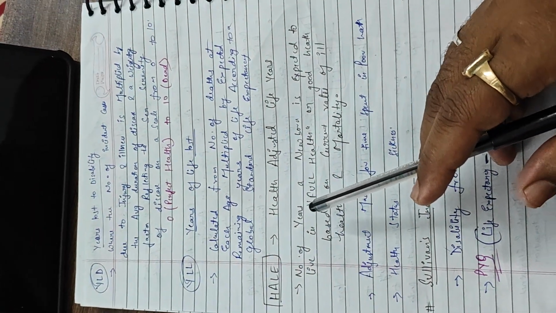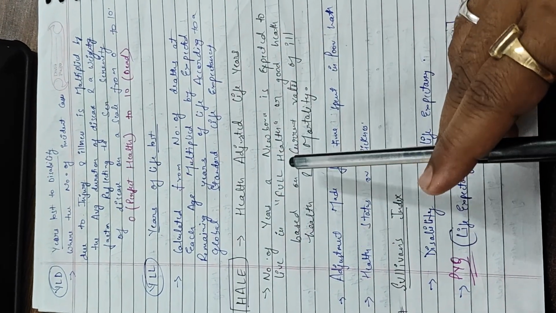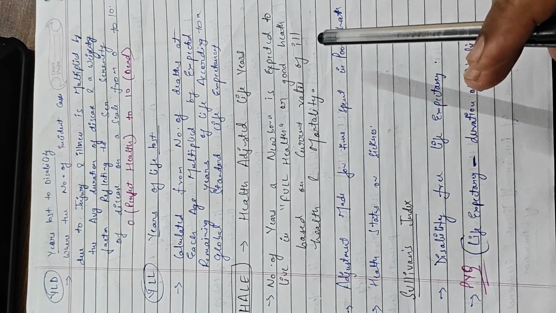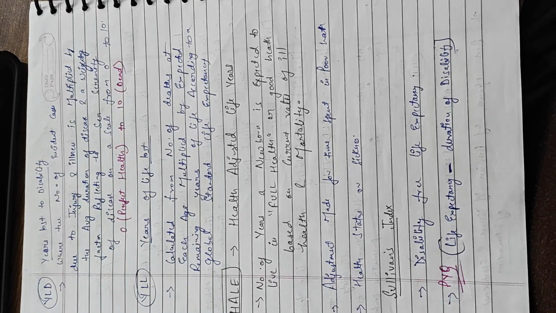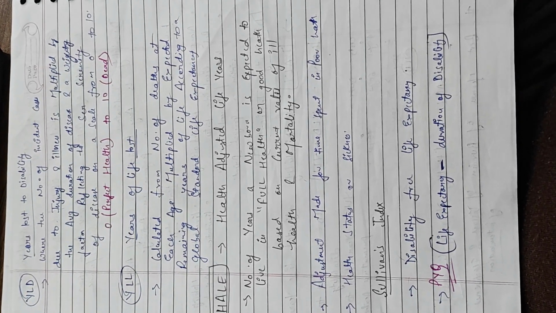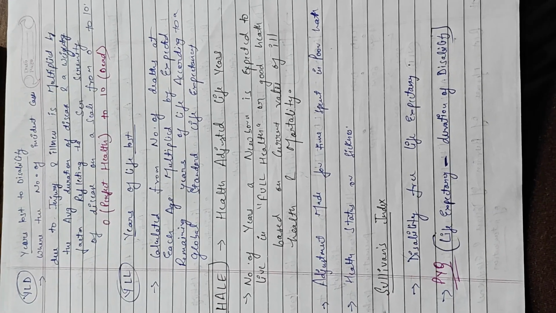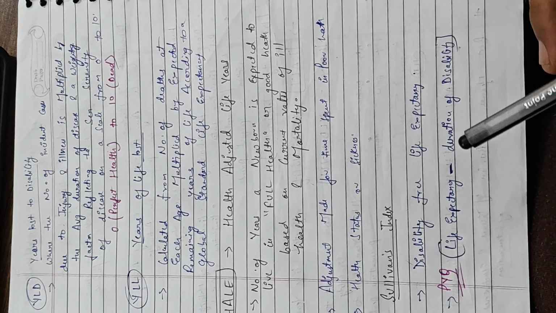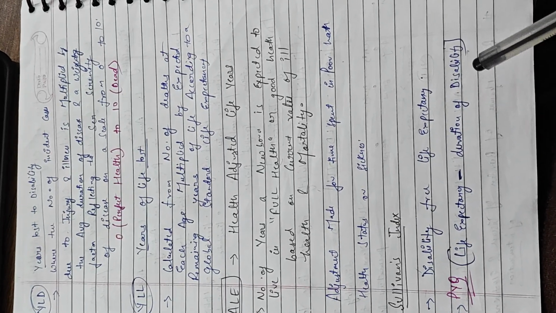Now another indicator is health adjusted life years. It is the number of years a newborn is expected to live in full health or good health based on the current rates of ill health and mortality. Adjustment is made for time spent in poor health status or sickness. Now what do you mean by Sullivan's index? It is the disability free life expectancy. Basically, it means how many years the person is free from any disease. We can calculate it as life expectancy minus the duration of the disability.